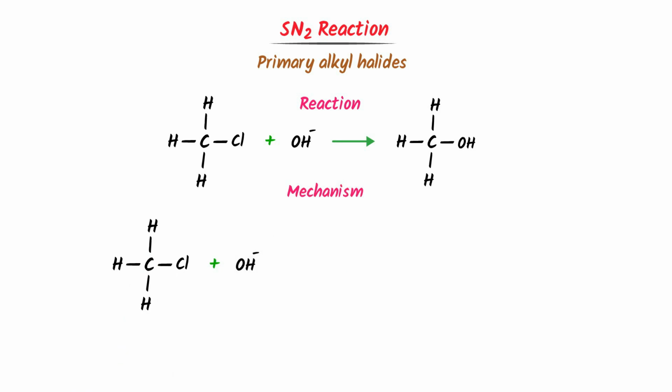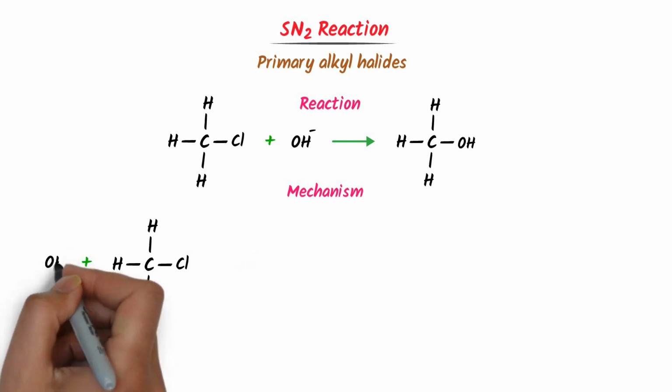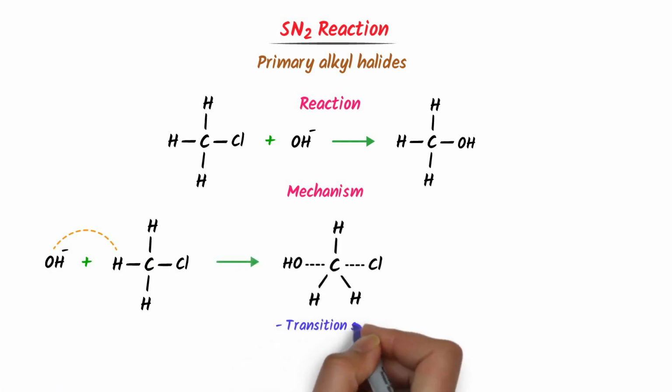We already know that this is a strong nucleophile and this is a weak nucleophile. It is impossible that a nucleophile will attack a nucleophile. Hence, I remove this nucleophile and I place it here. Now, this nucleophile will start attacking this carbon. As a result, we will get a transition state.